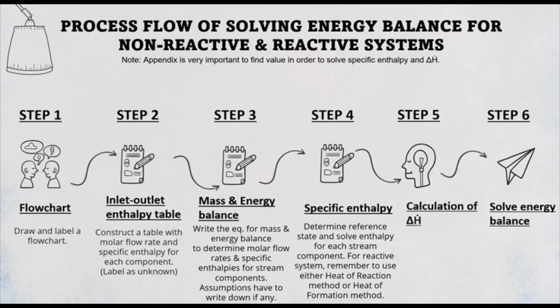Then, in order to determine the molar flow rates and specific enthalpies for the stream components, we have to write the equation for mass balance and energy balance in step 3. Step 4 is to find the specific enthalpy. For each stream component, we must find reference state and solve the enthalpy. Remember to apply either the heat of reaction or the heat of formation method for reactive system. Step 5 is to calculate the rate of enthalpy. And lastly, step 6 is to solve the energy balance.